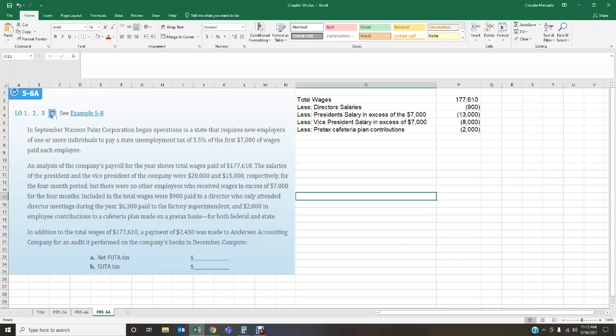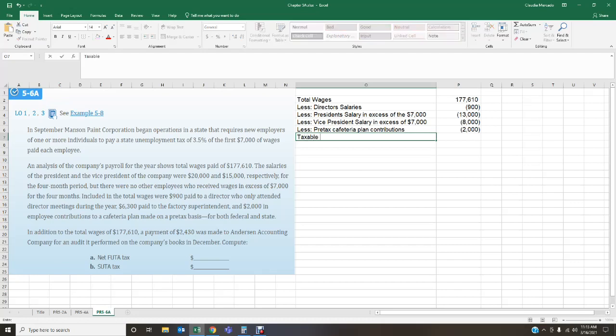If you see down here, it does mention that in addition to the wages of $177,610, a payment of $2,430 was made to Anderson Accounting Company. Now, Anderson Accounting Company is not our employee. Okay, it's just an entity that's taking care of our accounting for us. So that really does not apply. We don't have to pay any FUTA or SUTA for Anderson because Anderson is not my employee. Okay, it's a self-contractor.